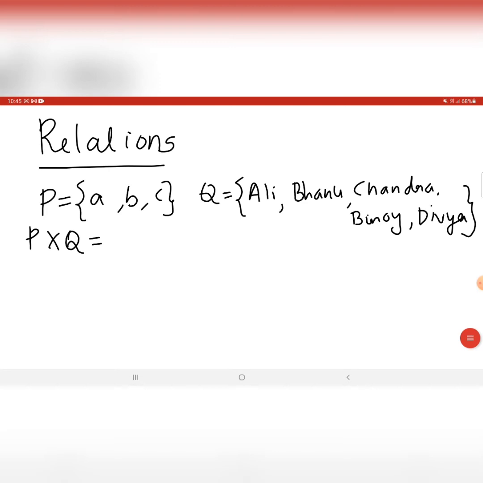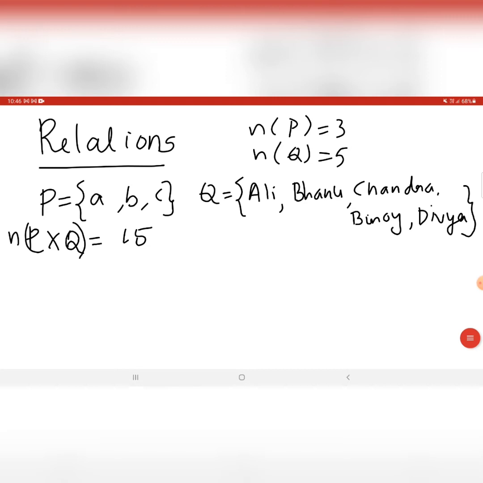See, n of P is 3, n of Q is 5. So n of P cross Q means 15 pairs will be there. That is A Ali, A Bhanu, A Chandra, A Binoy, A Divya. Same way B Ali, B Bhanu, B Chandra, B Binoy, B Divya. Same way C Ali, C Bhanu, C Chandra, C Binoy, C Divya. So n of P cross Q contains 15 pairs.